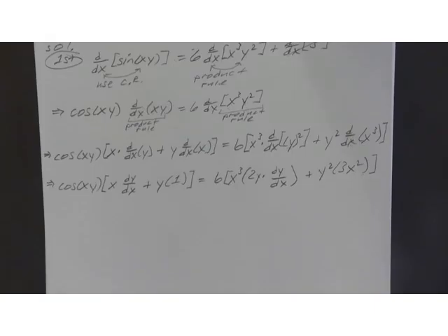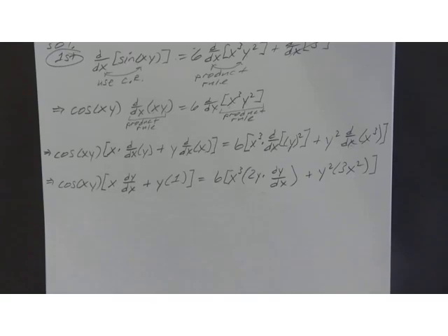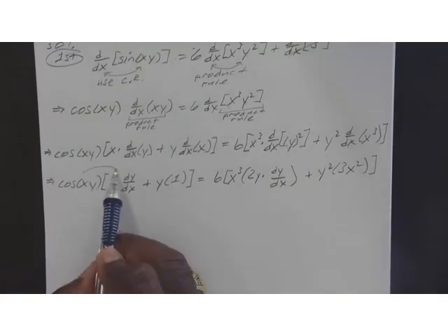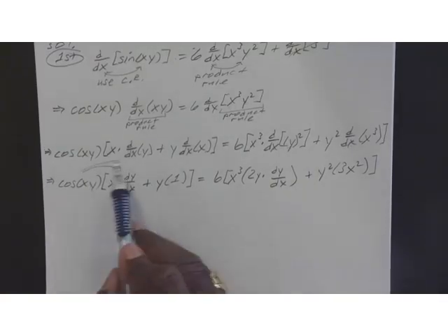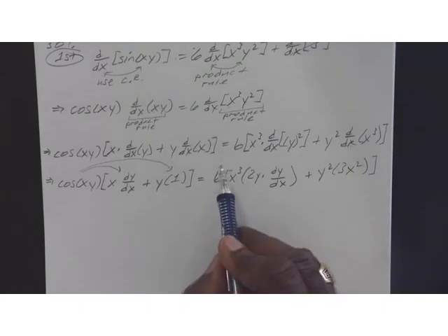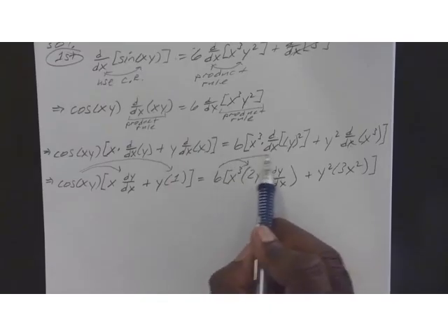Okay. So we know we have to get our dy/dx terms by themselves. We have to get them on one side so we can factor them out. So we're going to go ahead and distribute that cosine of xy to both of these terms. And we're going to distribute the 6 to both of these terms.